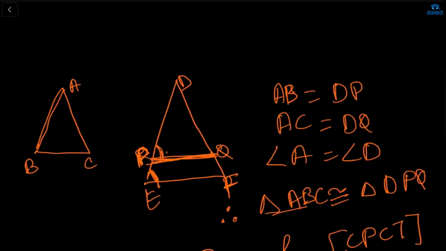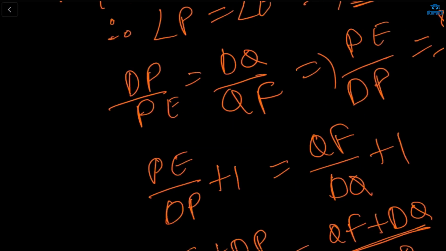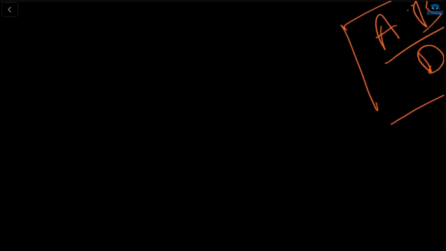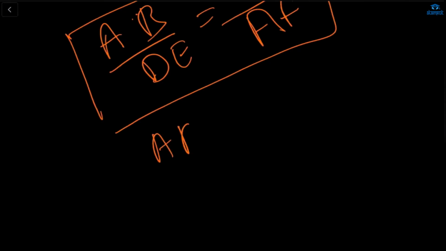Similarly, you can prove for the other two sides also. Same way, here we have taken just this one angle. We have proved it. Now you can choose the other two angles and then again it will be parallel, and you can prove it for the other two sides, that is, AB by DE is equal to BC by EF.